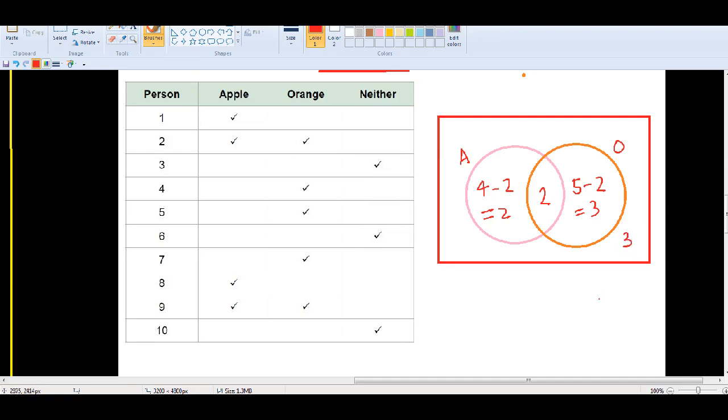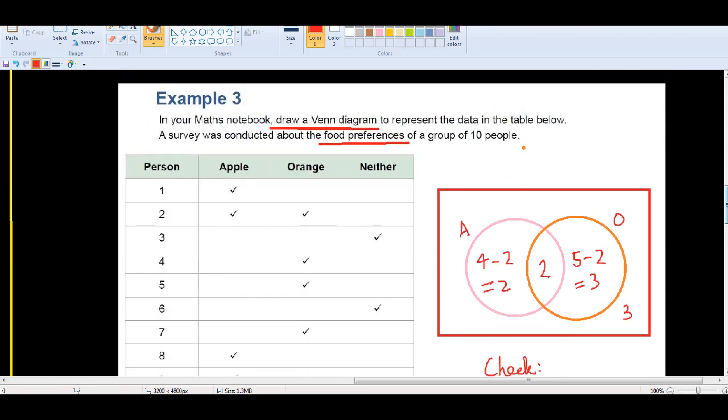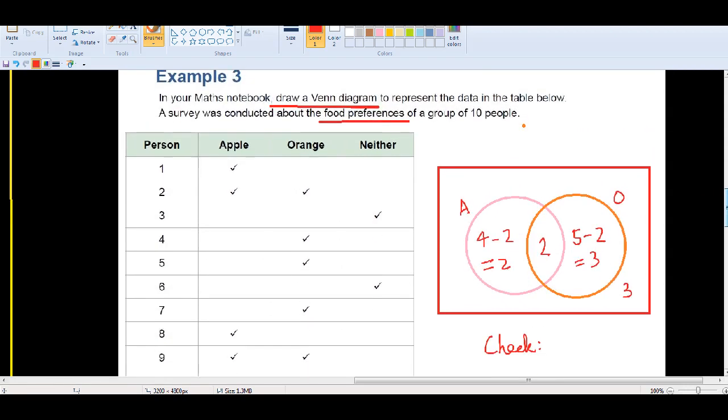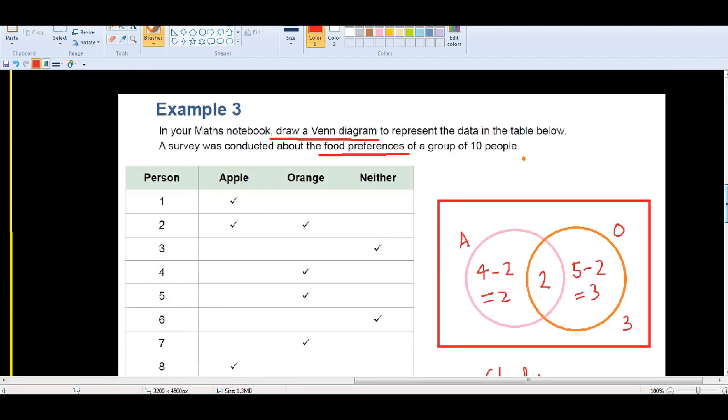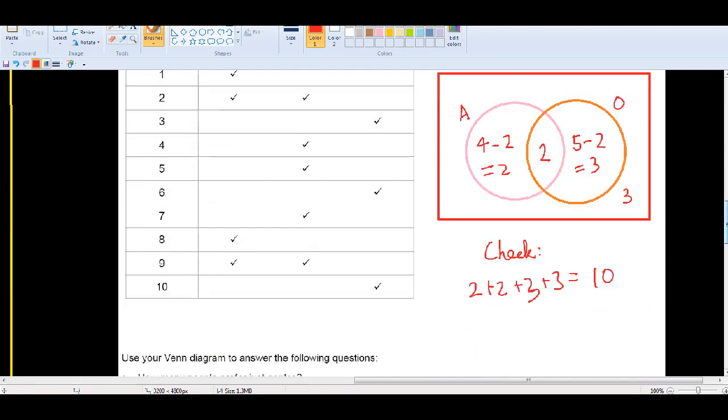Remember, you always need to check whether the total number is equal to the given 10 people. So let's check 2 plus 2 plus 3 plus 3. Is there something wrong? Oh yes, because there should be 2, 3. 2 plus 2 plus 3 plus 3, so it should be 10. Yes, there are 10 people. So this is correct now. Let's answer the questions.